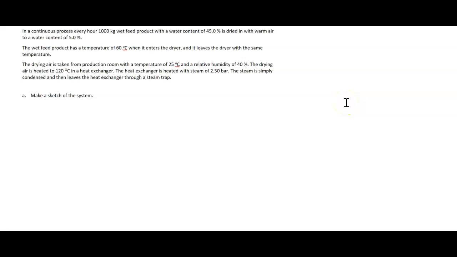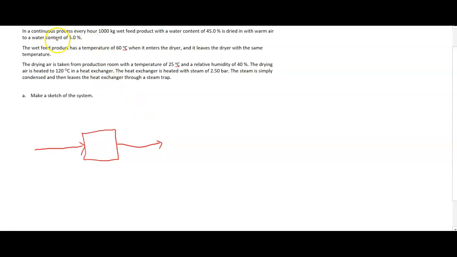So we want to make a sketch of the system. And to do that, we need all the information from the text. So we start by sketching the box that we know that we are going to need. So I draw a box here. This is the dryer. And we know that something comes in to the dryer and something comes out.